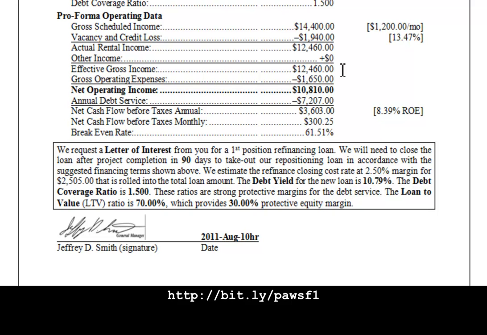Effective gross income minus gross operating expenses. We're assuming that the operating expenses are just taxes and insurance. Net operating income, this is the amount of cash available to service any debt. Subtract the debt service, and then we have our net cash flow. It looks like an 8.39% return on equity. The thing is, we have no net cash invested in this property, therefore the return on equity is actually infinite. This $300 per month in net cash flow is pure profit.